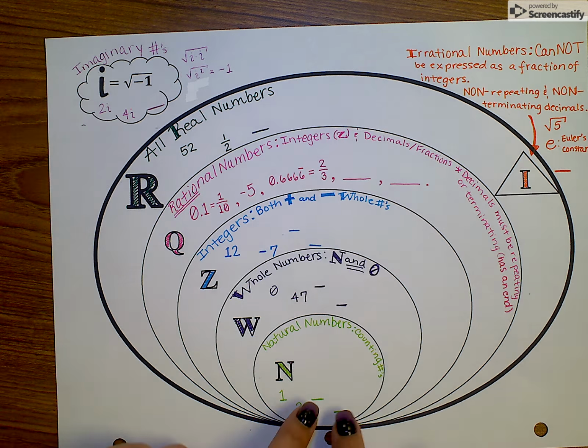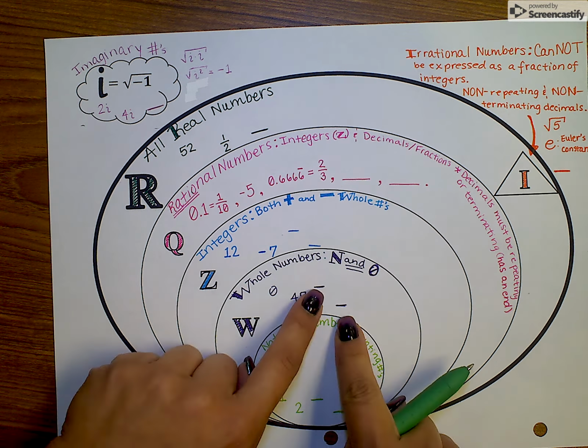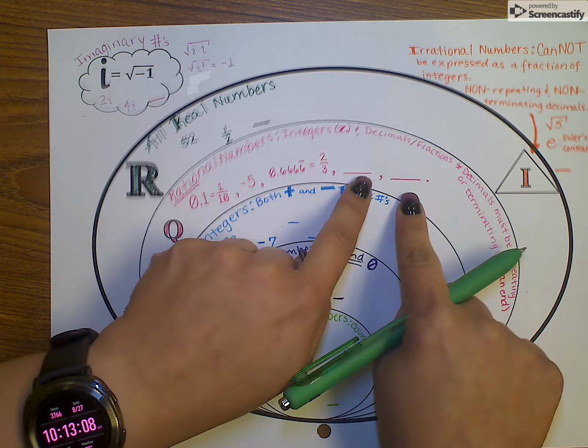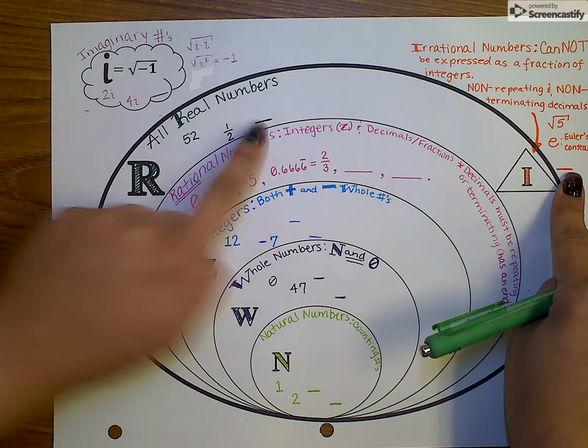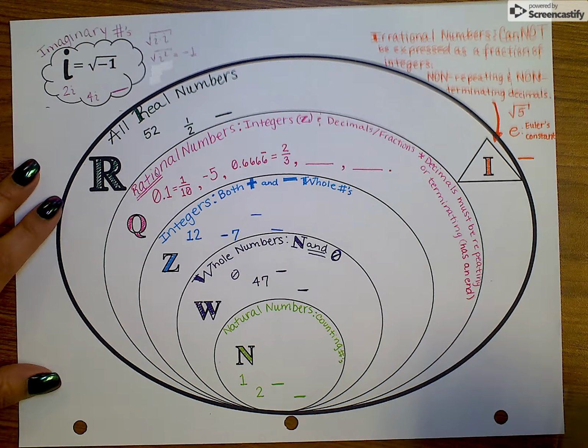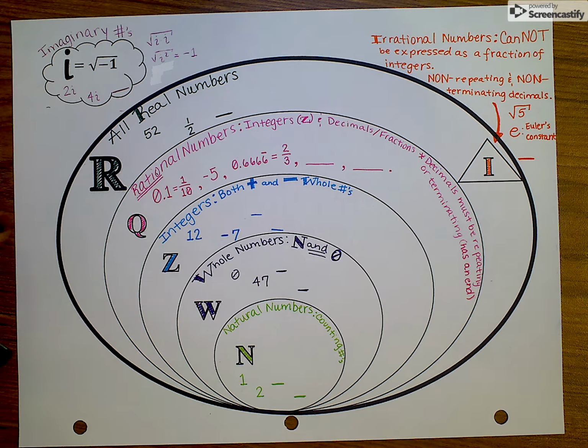So that leaves you 2 counting numbers, 2 whole numbers, 2 integers, 2 rational, 1 irrational, 1 rational, and 1 imaginary. That's all I'm going to be checking on for tomorrow.